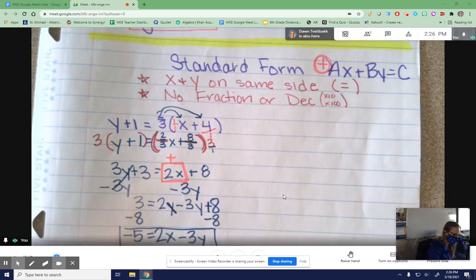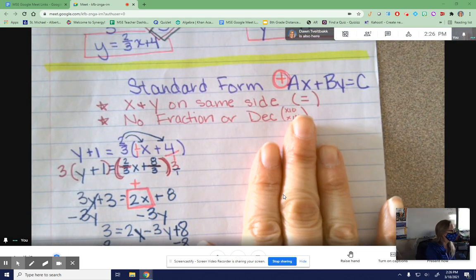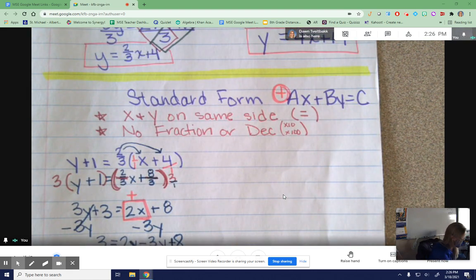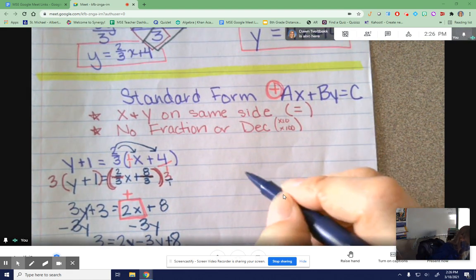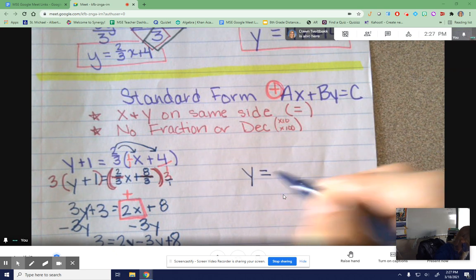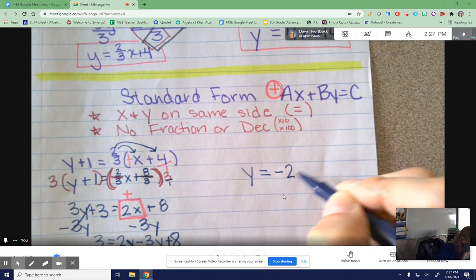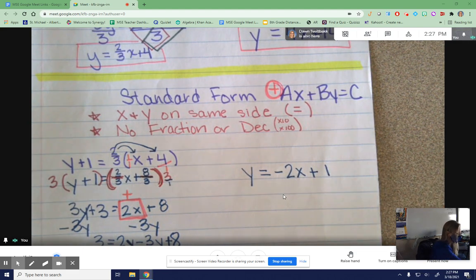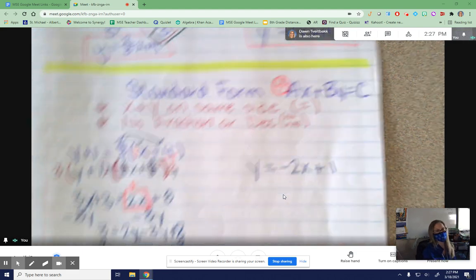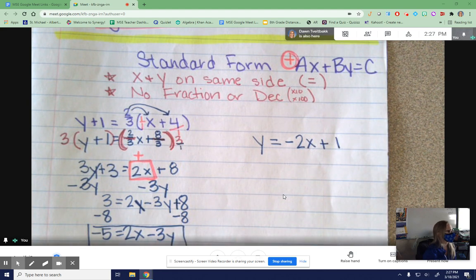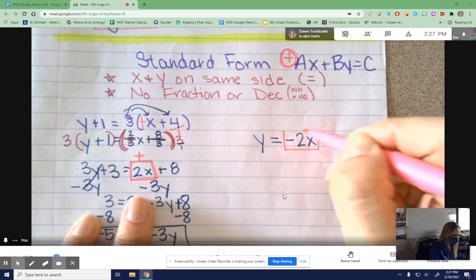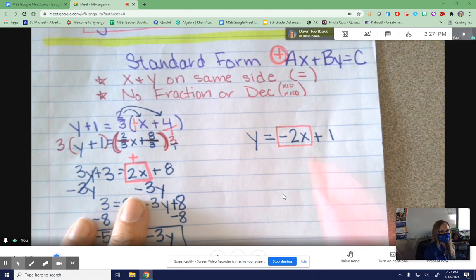I'm going to show you one that's wicked easy, though, but it's where x is negative, and I'll show you how to turn it positive, okay? So write this one down. Go y equals negative 2x plus 1. Notice how there's no fractions to get rid of. Nice. No distributing. Nice. But notice how you don't have x and y together, and x is negative.